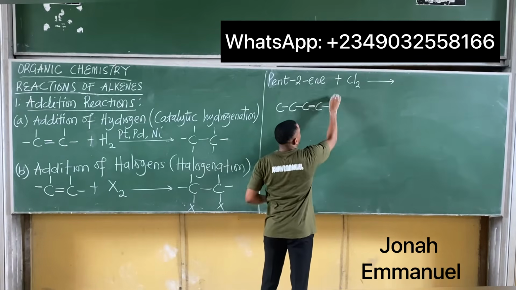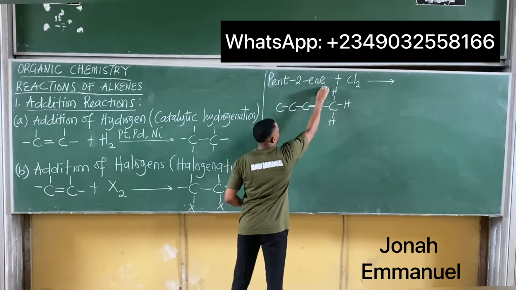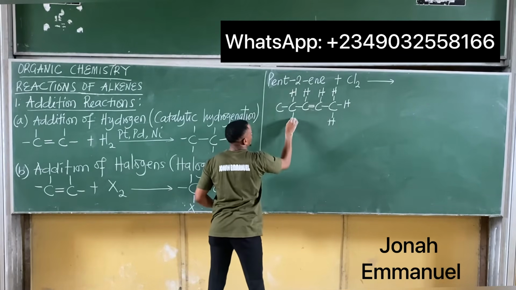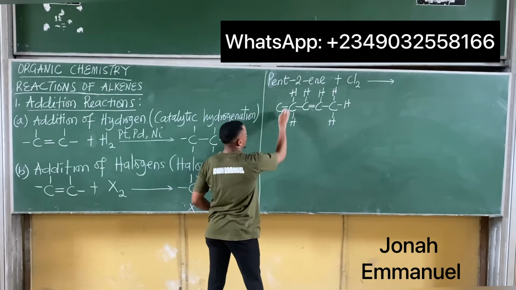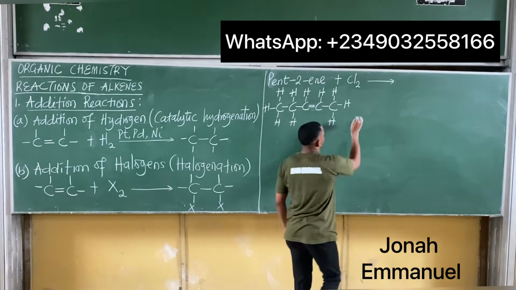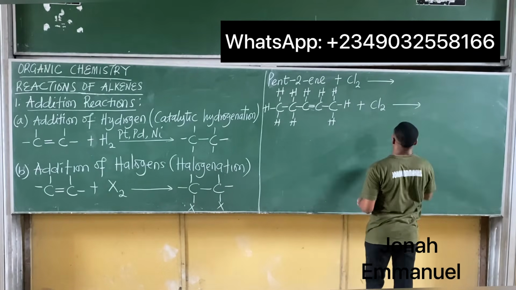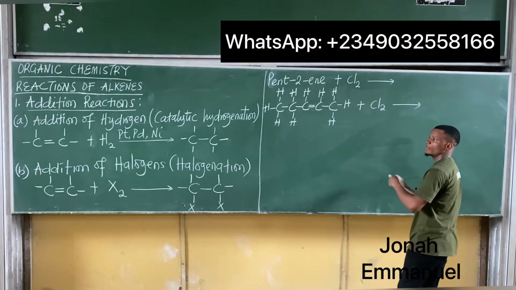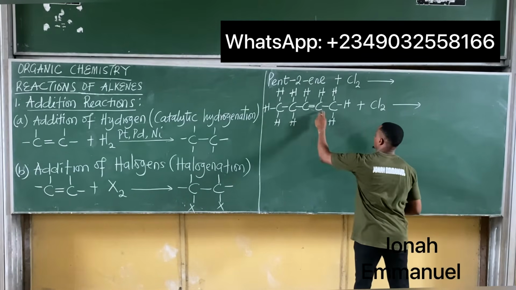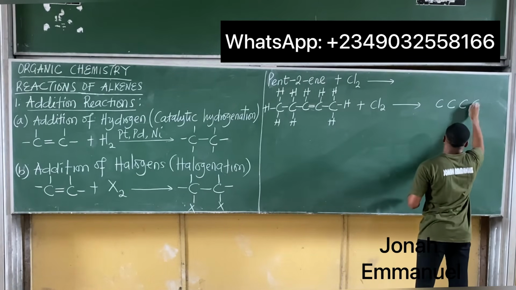Complete this. I have this. So 1, 2, 3, 4. Pent-2-ene combines with Cl2, chlorine, to give you what? Of course, to give you a corresponding product. By corresponding, I mean the same number of what there? Carbon. So I'm having 1, 2, 3, 4, 5. My first task will be here. Come here. 1, 2, 3, 4, 5.